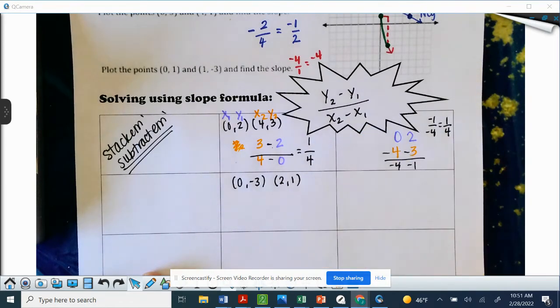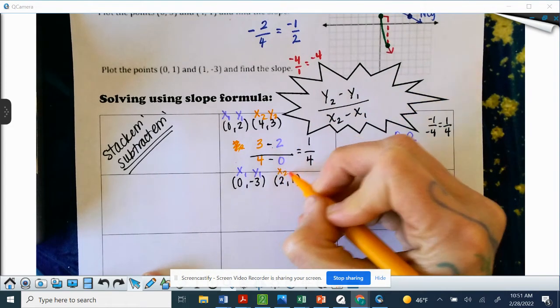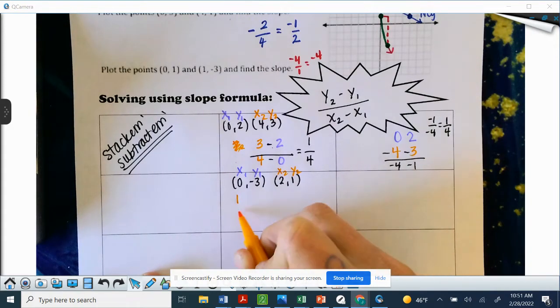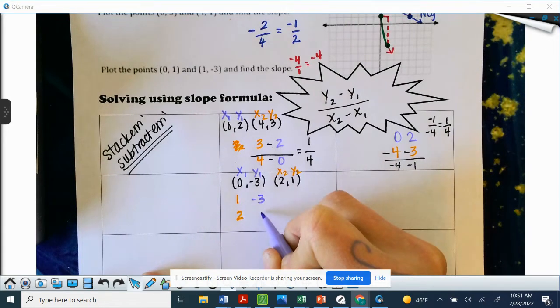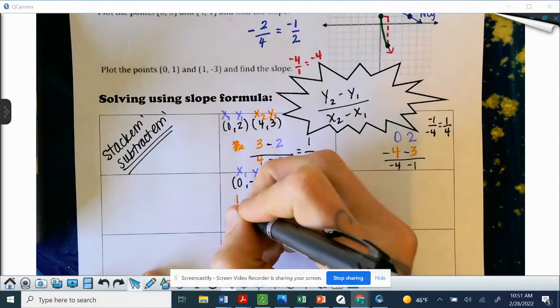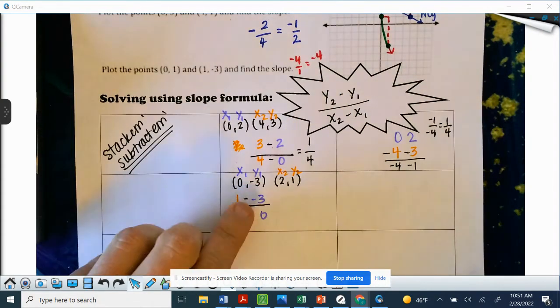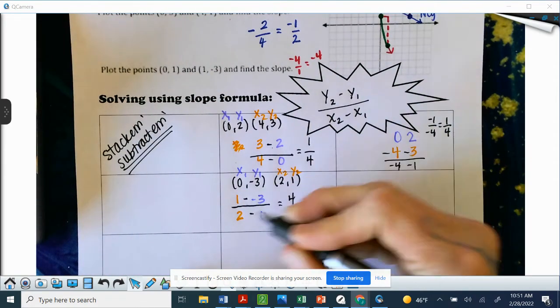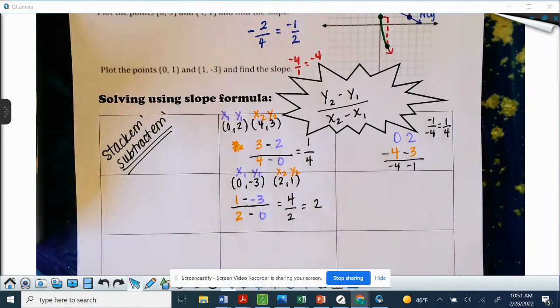So again, we have x1, y1, x2, y2, and then we're going to put our y2 first, so 1, and our x2 first, the way the formula is written. We have a -3 and then a 0. Y's are always on top, so rise over run. We're going to subtract and subtract. And notice that you have a double minus, so subtract a negative, which makes that a plus, which means I'm going to have 4. 2 minus 0 is 2. And when we reduce that, it's 2 with a rise of 2 and run of 1. Again, just like the second one we did above when we graphed.